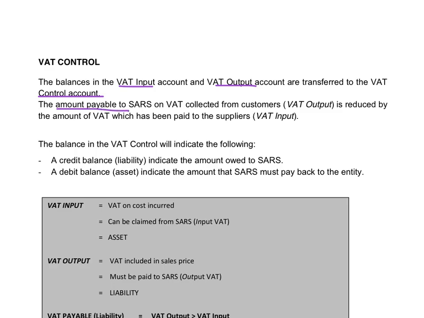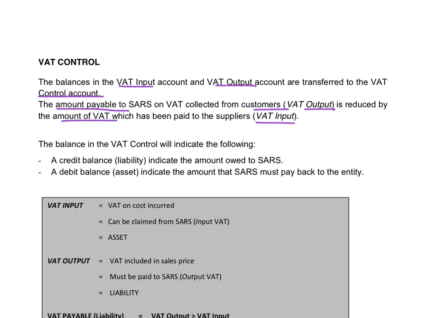On the VAT collected from customers, that was VAT output, and VAT output is reduced with the amount of VAT that has been paid to suppliers with your VAT input. So if I take VAT output minus VAT input, I get the total amount that must be paid to SARS.